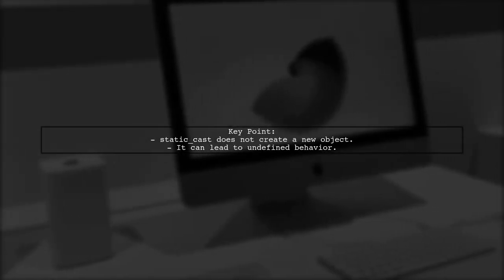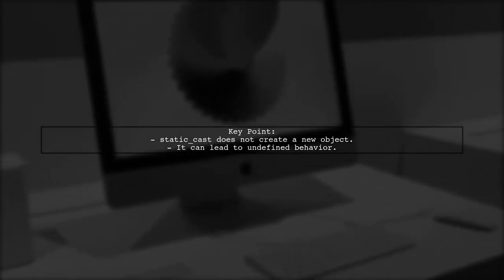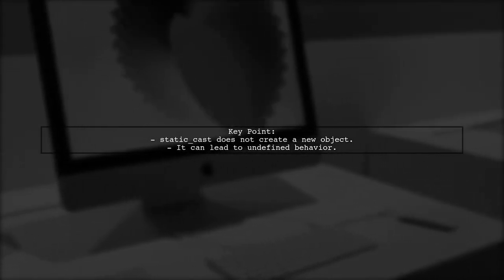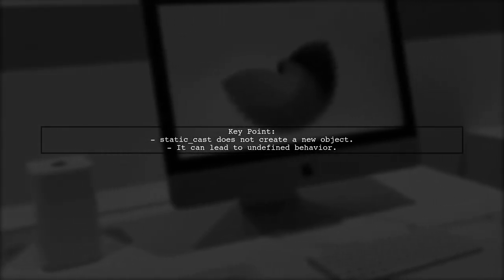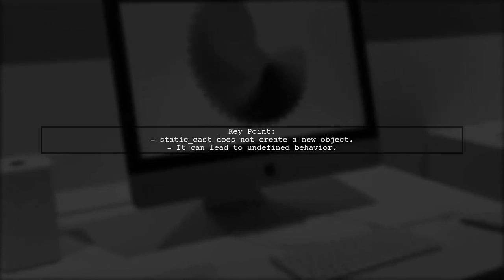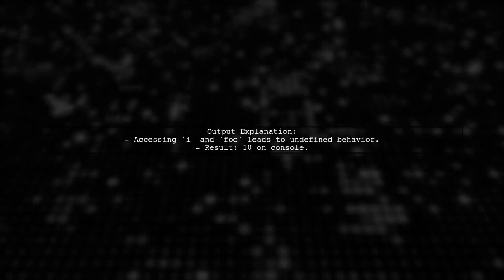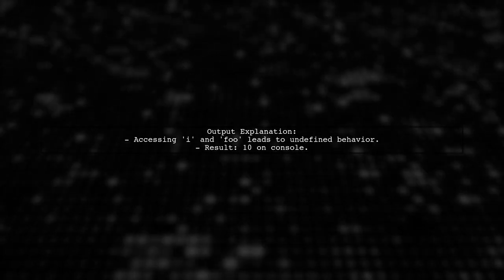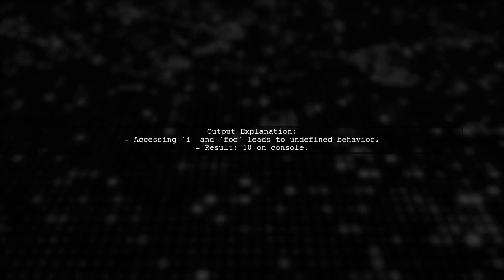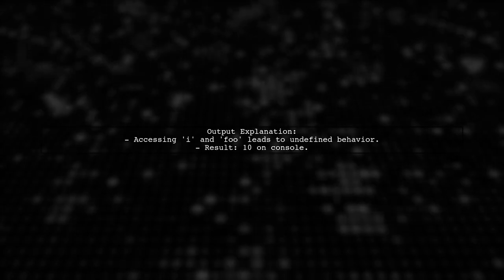Now, why does this work? The static cast does not create a new derived object. Instead, it treats the base pointer as if it were pointing to a derived object, which can lead to undefined behavior. When we access the member variable i, or call the overridden method foo, we are accessing memory that does not belong to a derived object, which is why we see the result 10 on the console.